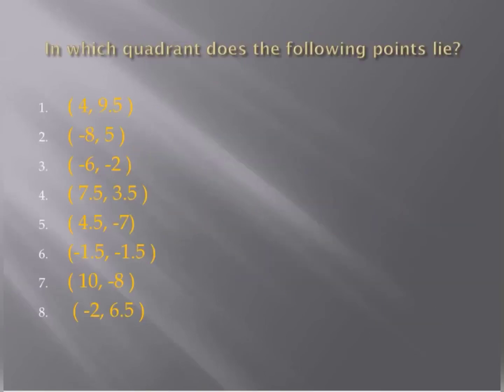Students, we studied about quadrants in the last lecture. Now here the question is, in which quadrant does the following points lie? So some points, or you can say ordered pairs, are given here, and we are asked to find that the point lies in which quadrant. For this, let us recall the knowledge which we gained about quadrant in the last lecture.